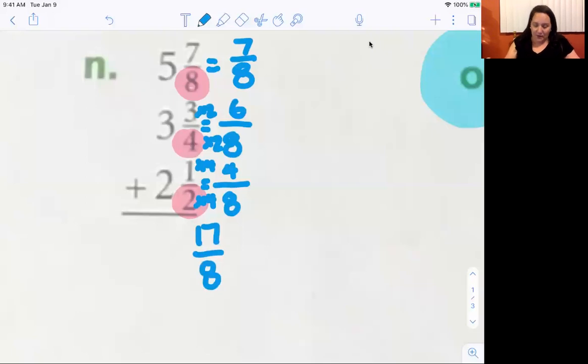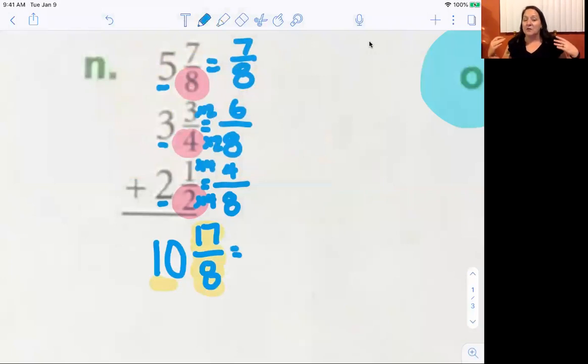And then we're going to add the whole numbers. What is 5 plus 3? 8 plus 2 is 10. So the number that I have here is 10 17/8. Well, can I leave it like that? Nope. This right here is an improper fraction. So if it's an improper fraction, we need to change it to a mixed number and then add it to our whole number that we already have. There's one of two ways we can do this. We can do this mentally, or we can do it with pencil and paper.